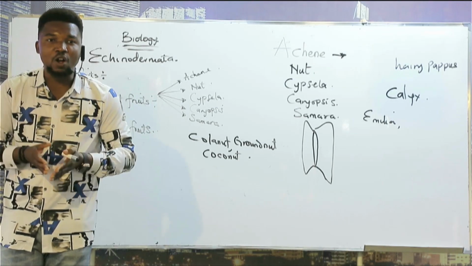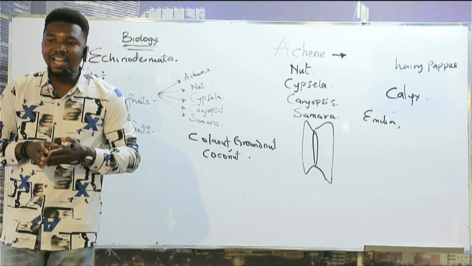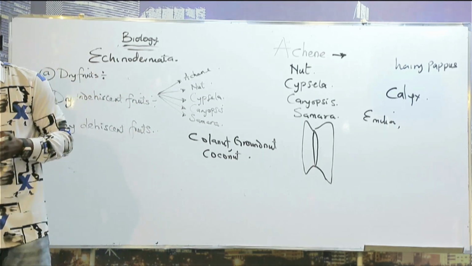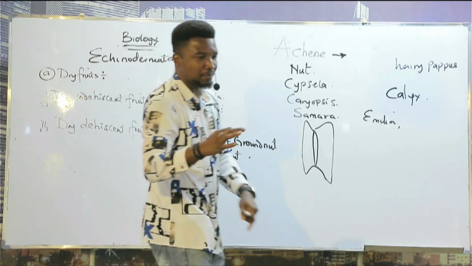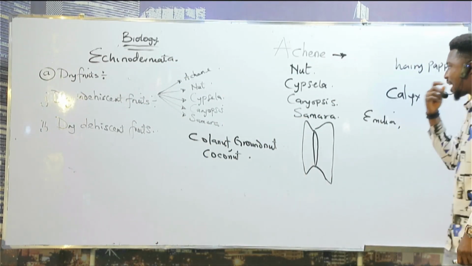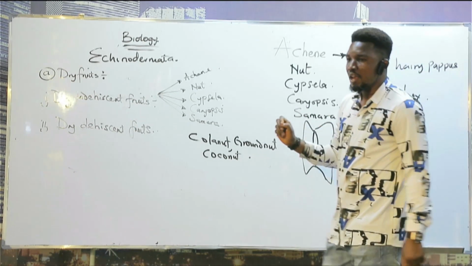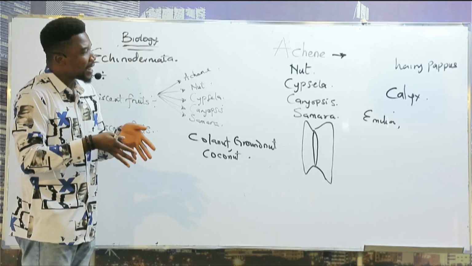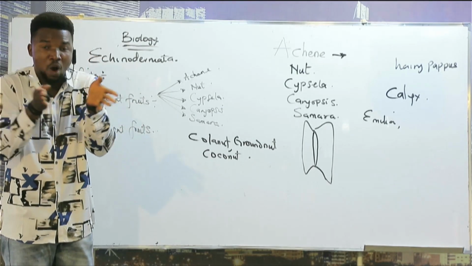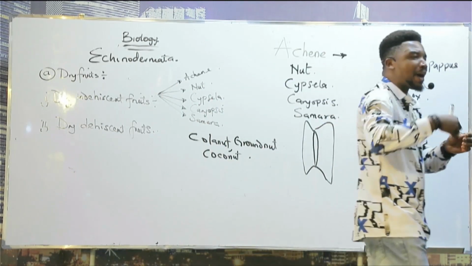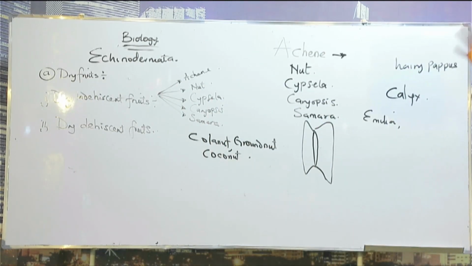Now, what of rice? That rice grain is not just a seed. It is a fruit and a seed at the same time. So that is why they are classified under caryopsis, because it's a type of dry indehiscent fruit in which the pericarp and the seed coat are fused together.